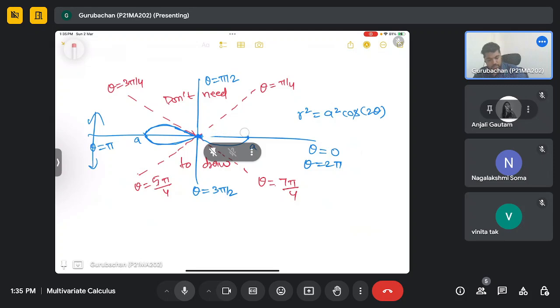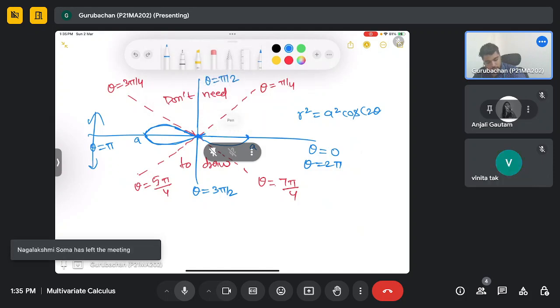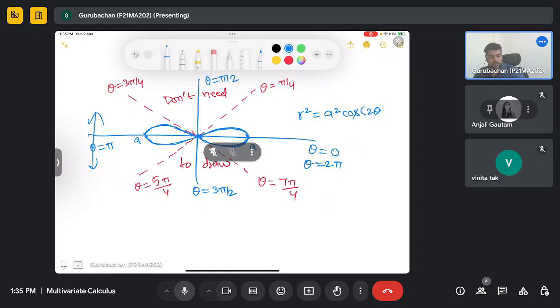I'm again saying this is a rough diagram. Don't think that it has been drawn in a wrong way. So this will be like this. These all 4 petals are symmetric.